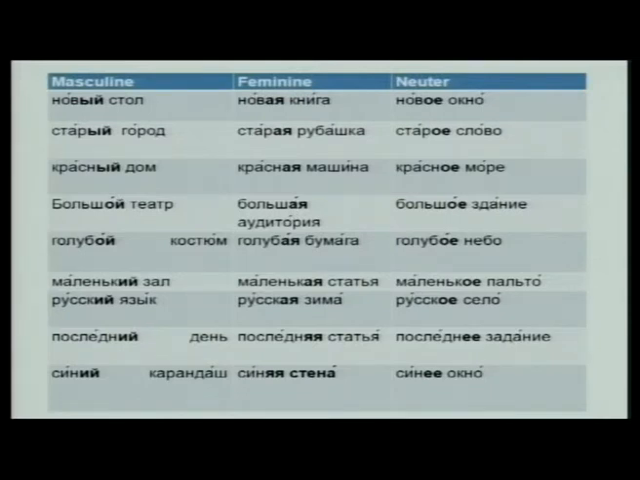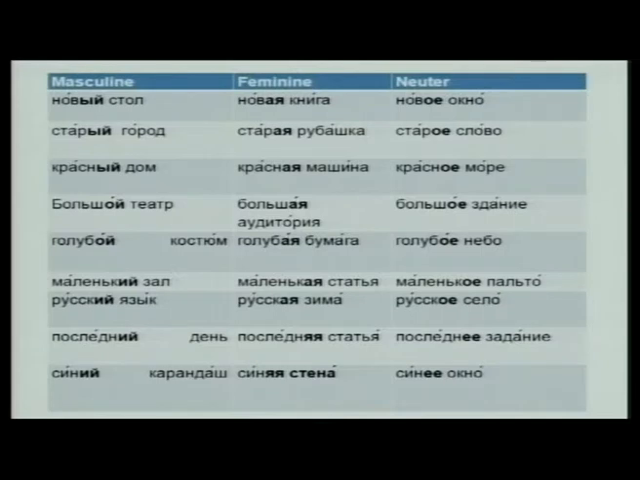Let's also learn such agreement between adjective and noun ending in neuter gender. Новое окно, старое слово, красное море, большое здание, голубое небо, маленькое пальто, русское село, последнее задание and синее окно.